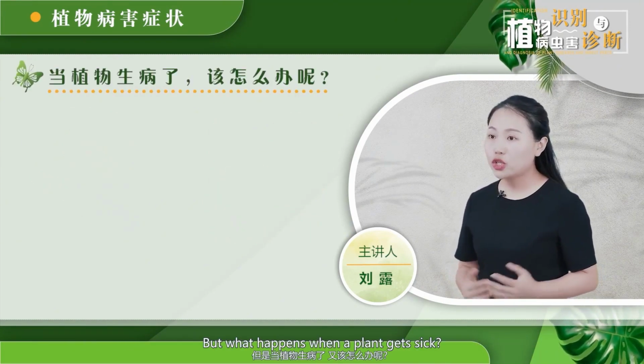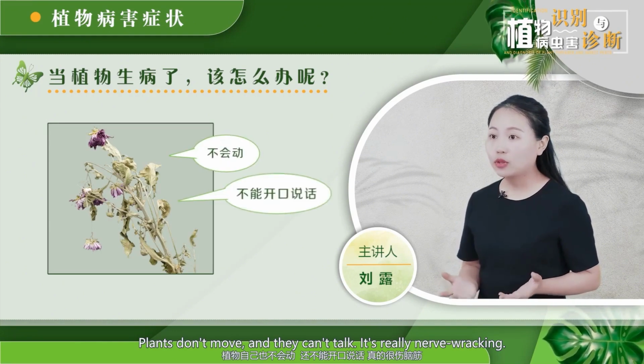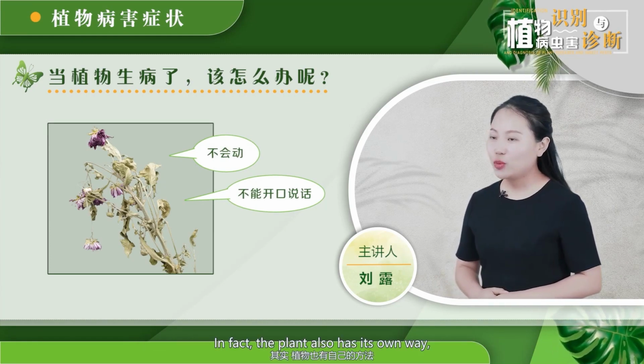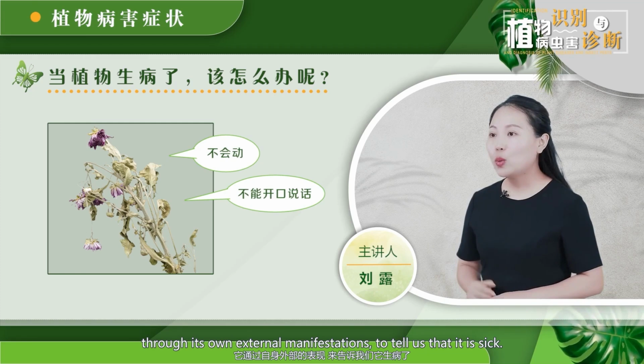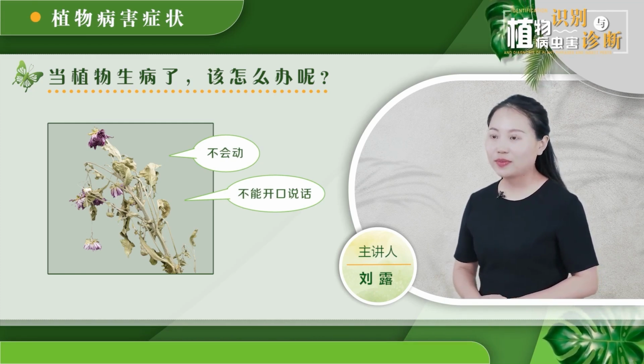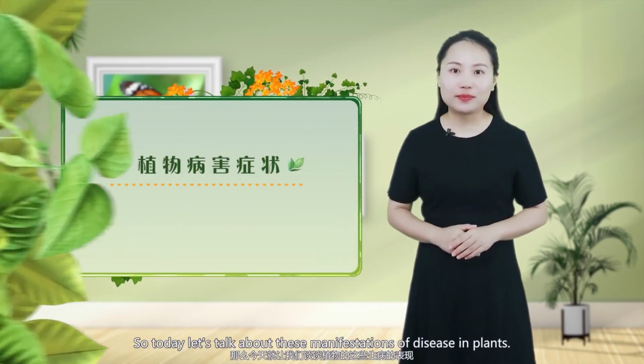But what happens when a plant gets sick? Plants don't move, and they can't talk. It's really nerve-wracking. In fact, the plant also has its own way, through its own external manifestations, to tell us that it is sick. So today let's talk about these manifestations of disease in plants.